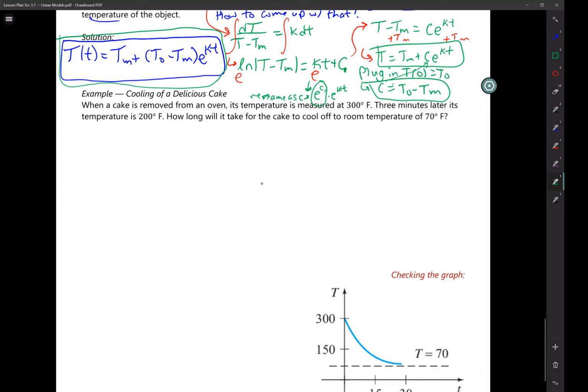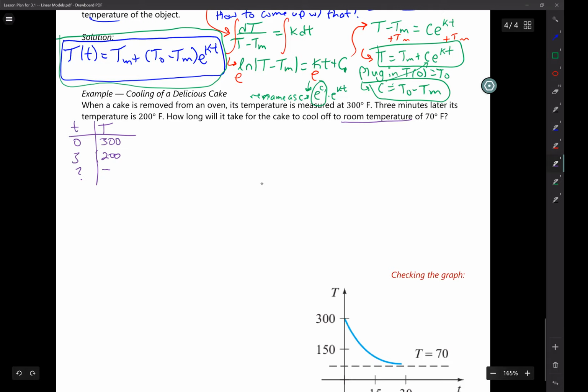Let's go ahead and jump to a problem. I have a cake in an oven, and I took the cake out of the oven. Right when I did that, say at time zero, its temperature is measured at 300 degrees. So big T at zero was 300 degrees Fahrenheit. Three minutes later, it was still out, just resting somewhere in the room, like on the countertop. At 3 minutes, the temperature was 200 degrees, so it decreased quite fast, 100 degrees in 3 minutes. It wants to know the time when we get to room temperature of 70 degrees Fahrenheit.